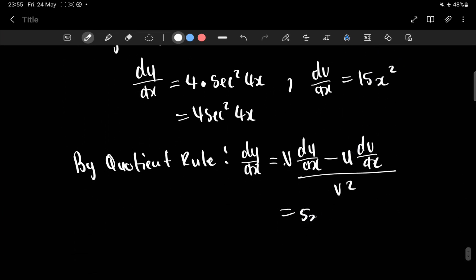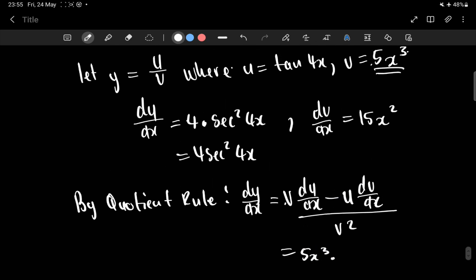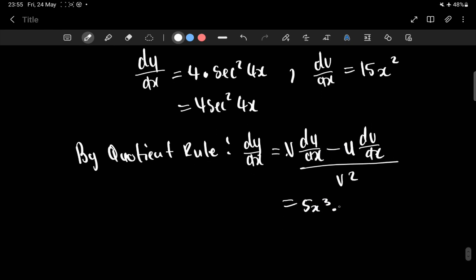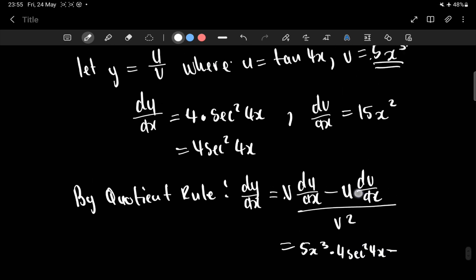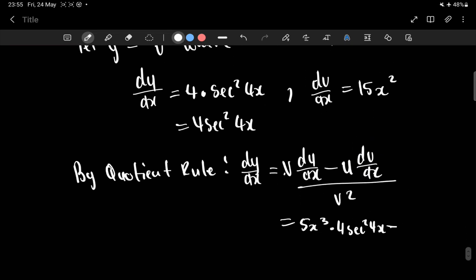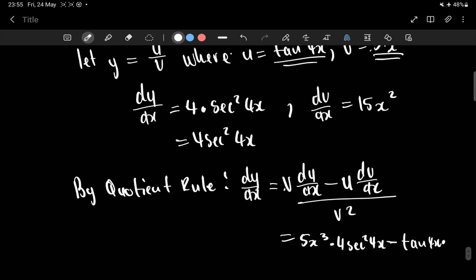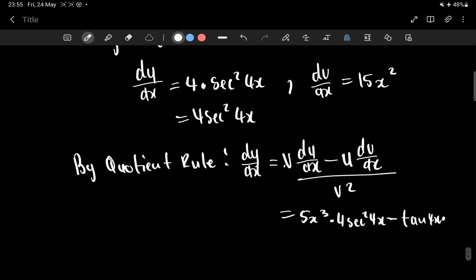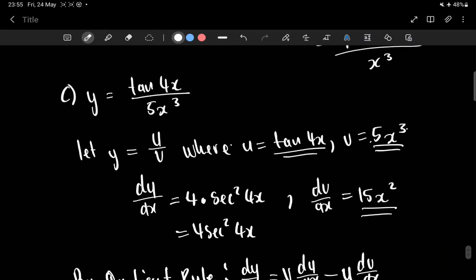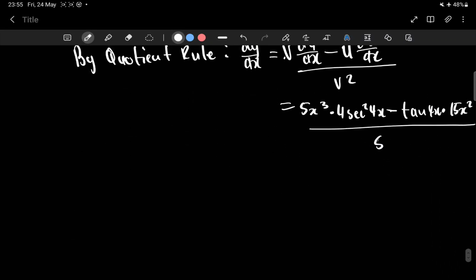So it'll be 5x cubed times, what's my du dx? Du dx is 4 sec squared 4x, minus, what is my u? My u is tan 4x, so tan 4x, okay, if you want to see it, here it is, times dv dx. What is my dv dx here? 15x squared, so times 15x squared, all over, you square the bottom. What is my v? 5x cubed. So all over 5x cubed, all squared.